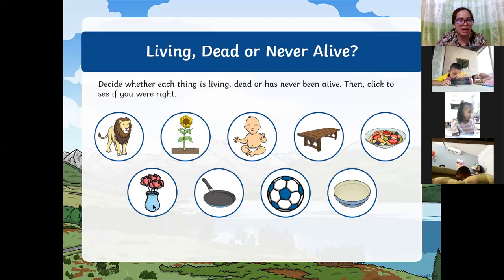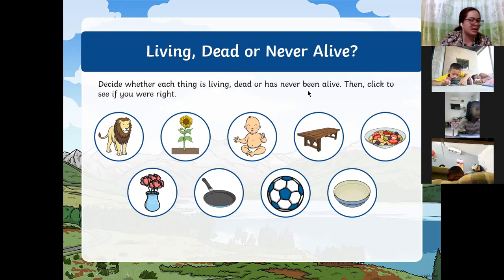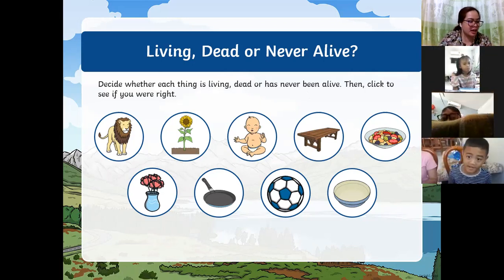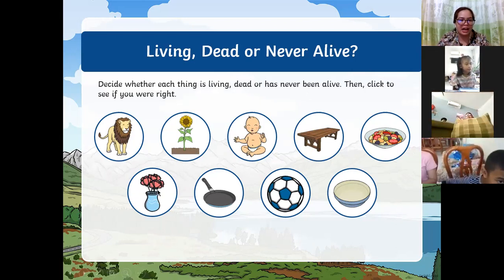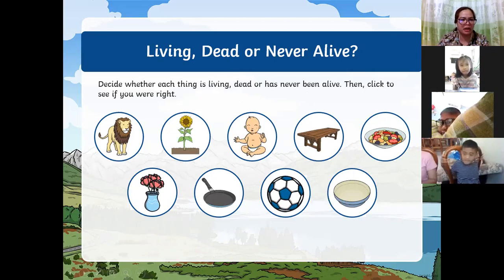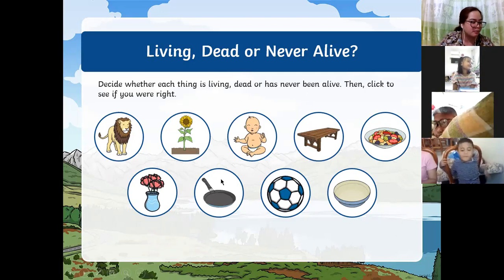Okay. This one. Flower. Okay. So this one is a flower vase. So it is living, dead, or has never been alive? Living, but it is a flower vase now. So it is dead already. Yes, it's died. The flower died already. Okay, that is dead.